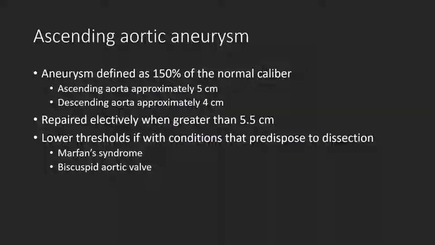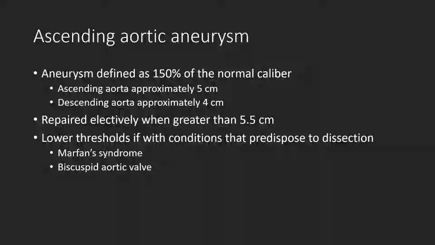An aneurysm is defined as being greater than 150% of the normal vessel caliber. The question then becomes, what is a normal vessel caliber? And that is not a straightforward answer with regard to the aorta. Caliber varies by age, sex, body surface area, and the part of the aorta measured, that is ascending versus descending.